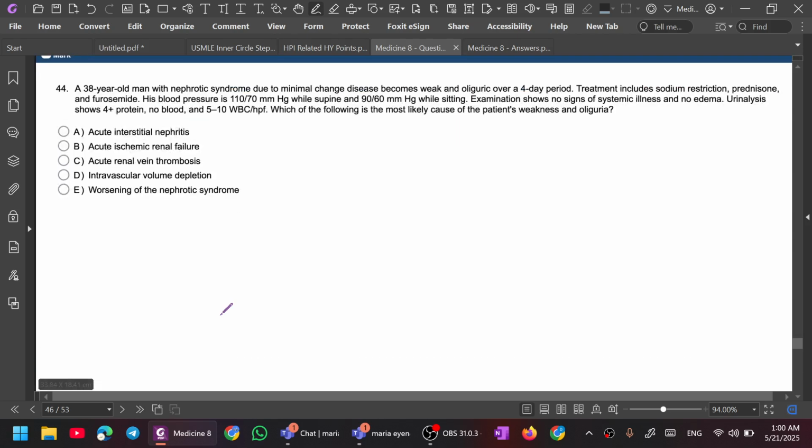A 38-year-old man with nephrotic syndrome due to minimal change disease becomes weak and oliguric over a 4-day period. Treatment includes sodium restriction, prednisolone, and furosemide. His blood pressure is 110 by 70 millimeters of mercury while supine and 90 by 60 while standing. Examination shows no signs of systemic illness and no edema. Urinalysis shows 4 plus protein, no blood, and 5 to 10 WBC. Which of the following is the most likely cause of this patient's weakness and oliguria? Partial hypertension is present.